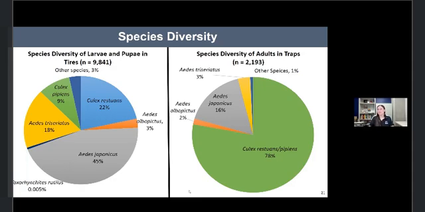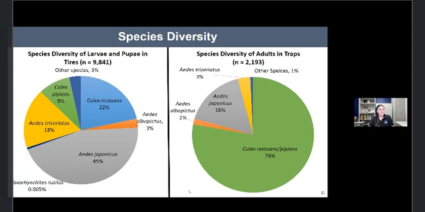And then we saw some differences with our adults, where some of the species that we collected in our traps for adults were more common as adults than they were in our tires, showing that they're laying their eggs in other places as well, which makes sense. But you could just see all these different types of species that we have.